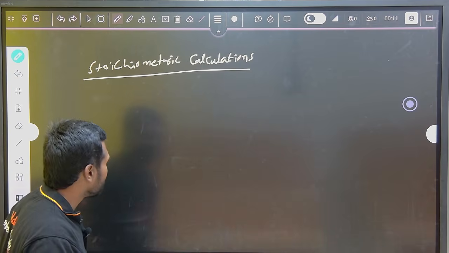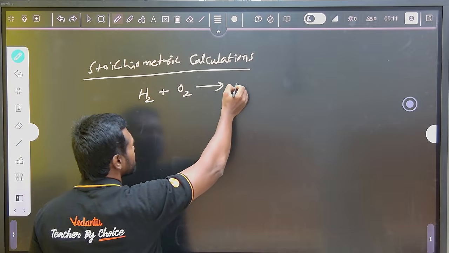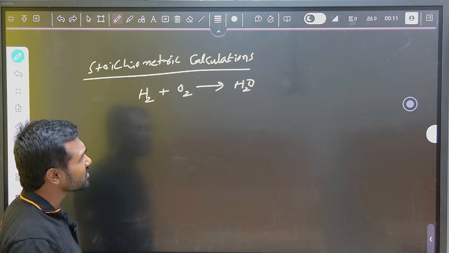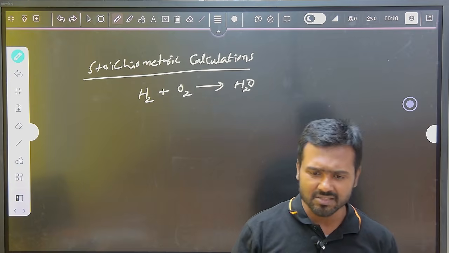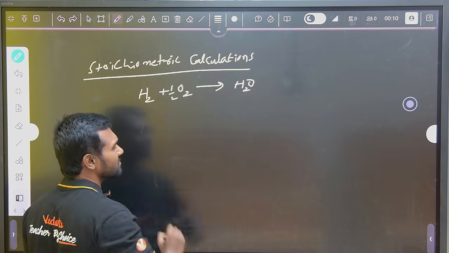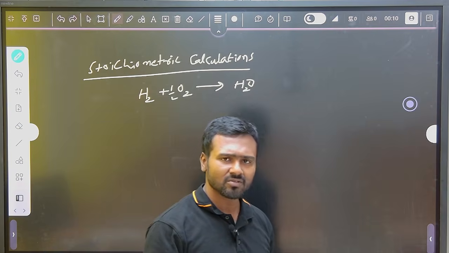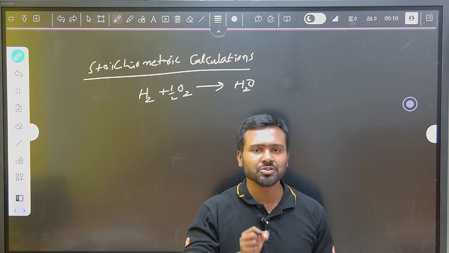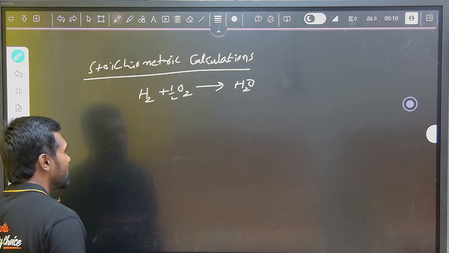Those things, we'll start with an example. Let's take a simple example, water formation: H2 plus O2 gives H2O. Whenever you are doing these stoichiometric calculations, always take a balanced chemical equation. That means this is now balanced. If you take a simple unbalanced chemical equation, you will end up with a wrong answer. So always take a balanced chemical equation to solve stoichiometric calculations. So here, H2 plus half O2 gives H2O.